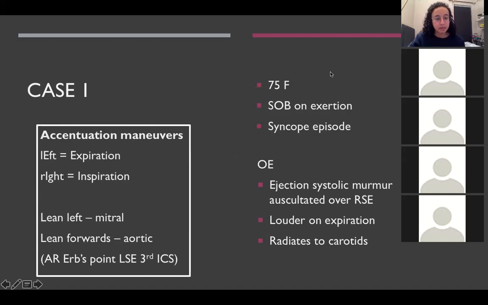This is what I was saying while I was doing the examination. So left-sided murmurs are accentuated on expiration and right-sided murmurs are accentuated on inspiration. And then leaning left for mitral, leaning forwards for aortic, and there's Erb's point. Okay, and that's specifically to listen for aortic regurg, Erb's point.